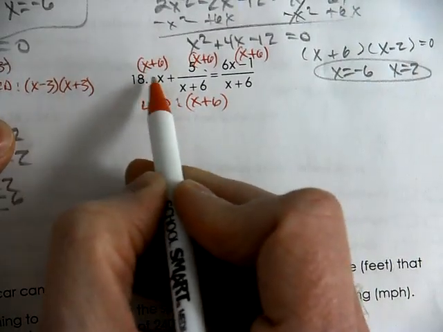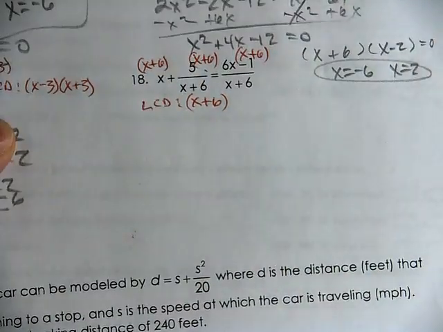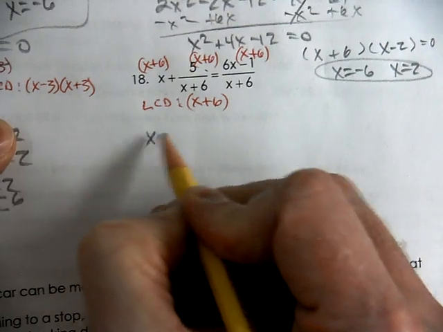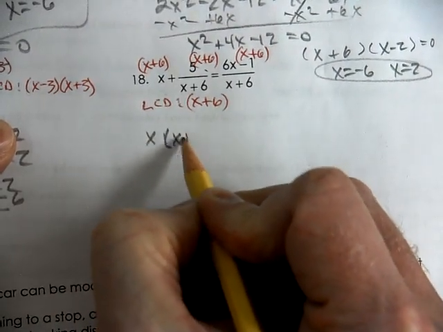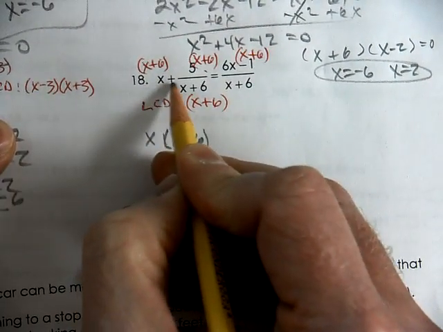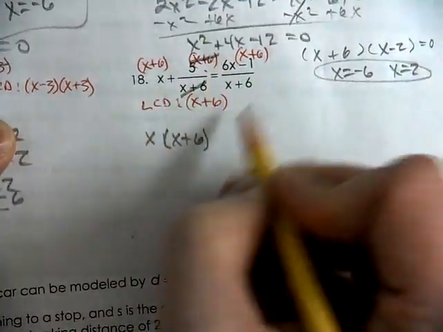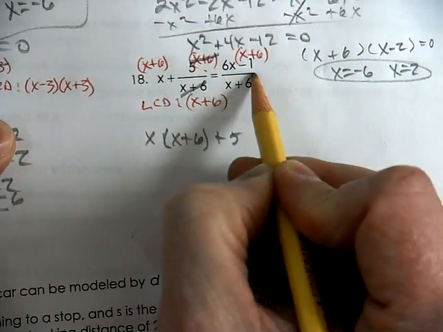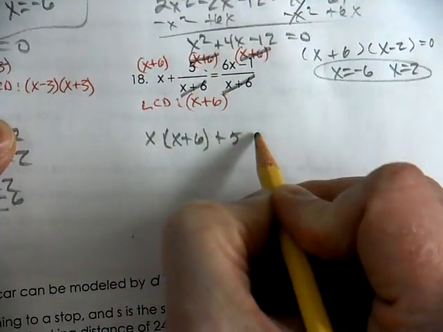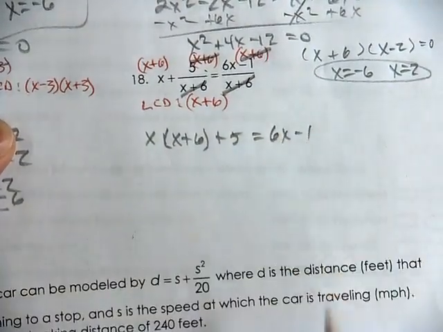So I'm going to use x plus 6, x plus 6, and x plus 6. Nothing to cross out here. You cannot cross the x's off. So I have x times x plus 6. There's no denominator, so I have nothing to cross off. This denominator can cross off with it, so I'm left with a 5. This denominator can cross off with it, so I'm left with a 6x minus 1.